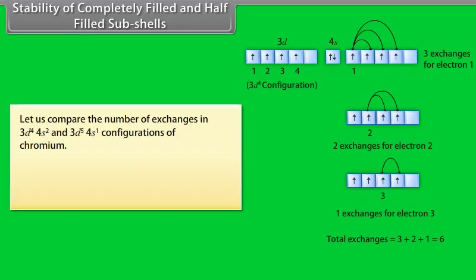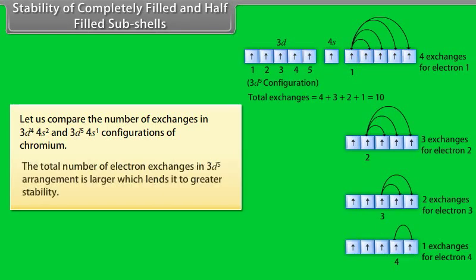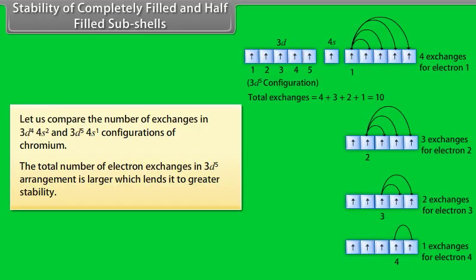Let us compare the number of exchanges in 3d4 4s2 and 3d5 4s1 configuration of chromium. Thus, in 3d4 arrangement, electron exchanges are 6, which implies that there are 6 possible arrangements with parallel spin in 3d4 configuration. The total number of electron exchanges in 3d5 arrangement is larger, which lends it greater stability.